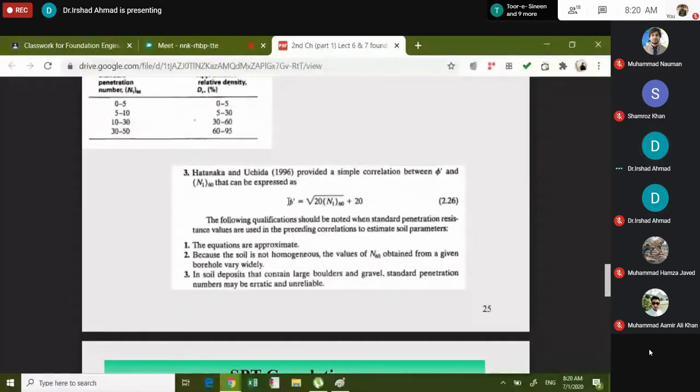Remember that finding the friction angle of the sand requires an undisturbed sample from deep in the borehole, which is not possible, right? And they are very expensive to get. So alternatively, the SPT count, which is very easy to conduct, you correlate it with the friction angle and you find the friction angle of the soil.